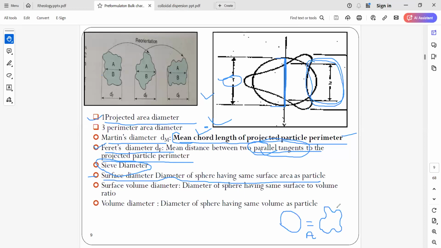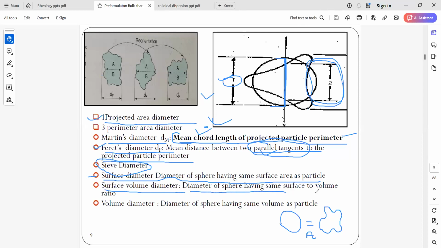Okay. If you calculate the area for this particle and for this particle, although it has an irregular shape, the area of both the sphere and this particle is the same. So that is known as surface area diameter. Okay. Then we have the surface volume diameter, or it is also known as volume diameter. Through which method can we get volume diameter? Type your answer in the chat box.